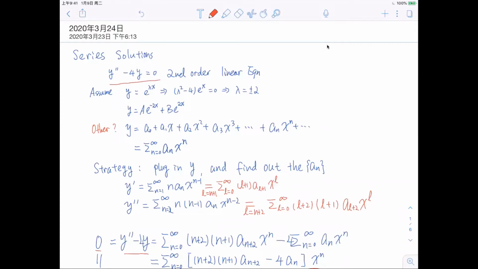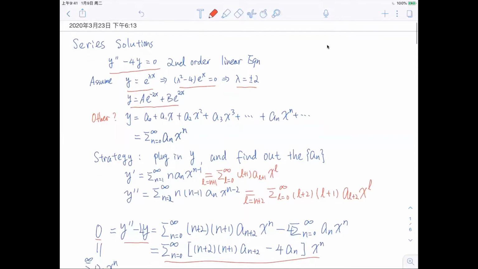Clearly, it is a second order linear equation, and we have learned many ways to solve it before. For example, you can use y takes the form like this, e to the lambda times x, and plug this into the original equation, we get this, and we can solve lambda equals plus minus 2. And hence, we can get the general solution.